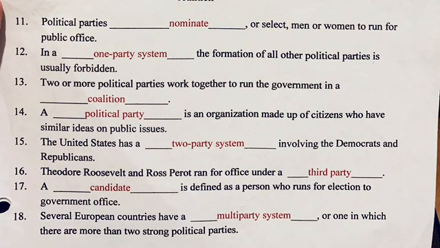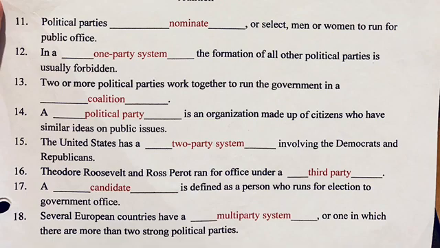And on the final section here, reviewing the facts, we just have some fill-in from the word bank. Number 11, political parties nominate or select men or women to run for political office. That's what they do at the nominating conventions, at the primaries and caucuses, what we've talked about in class before. Number 12 is in a one-party system, all other political parties are forbidden. It's a dictatorship. They eliminate all political opposition.